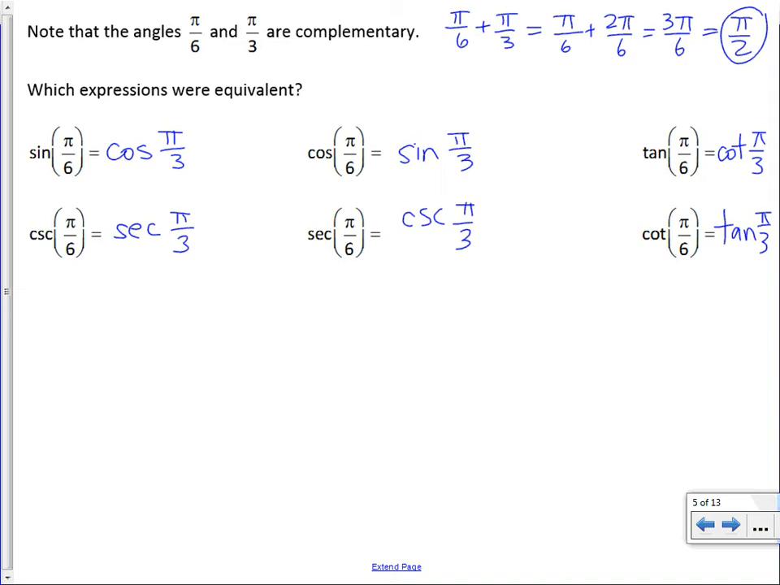Okay, so now that we have this rule, let's see if we can come up with an idea of what matches what. So sine matched up to cosine. Tangent matched up to cotangent. Secant matched up to cosecant. Agreed?